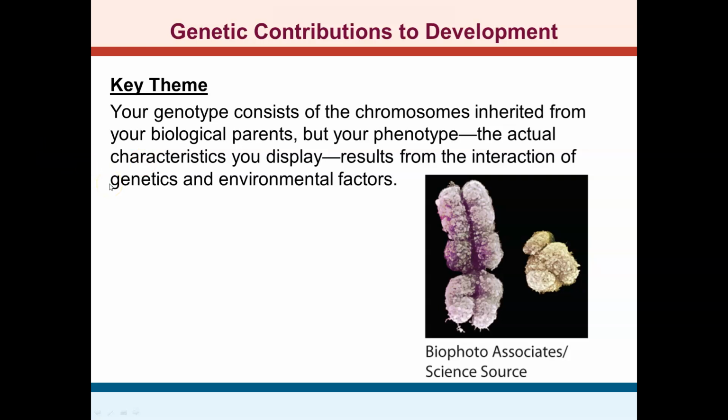So phenotype means, basically, how tall are you? What is your body type? What is your hair color? What is your eye color? Things like that. That is what's known as phenotype. And that is the result of interaction between genetics, genetic inheritance, and environmental factors.